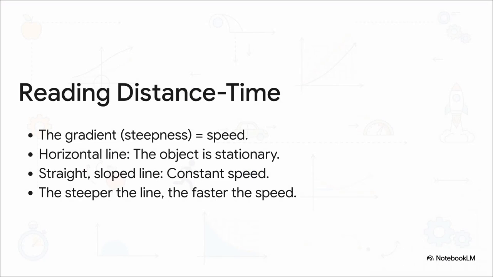Okay, decoding this is actually pretty simple once you know the one key rule. The gradient, or the steepness of the line, tells you the speed. So if the line is horizontal, it's flat. The gradient is 0, which means the speed is 0. The object isn't moving. If it's a straight, sloping line, it's moving at a steady, constant speed. And the steeper that line gets, the faster the object is going. Gradient equals speed. It's as simple as that.